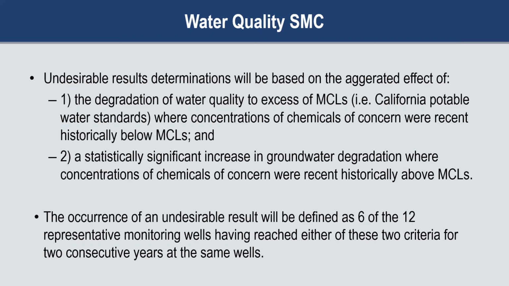And then the second bullet is what MAGSA set as an undesirable result: when 6 out of the 12 represented monitoring wells have reached either of those two criteria for 2 consecutive years at the same well. Like I mentioned with water quality, we did 2 consecutive years to make sure there are no fluke readings, which takes out human error. If it stays at an undesirable result level for 2 years, then we have to reevaluate that area.